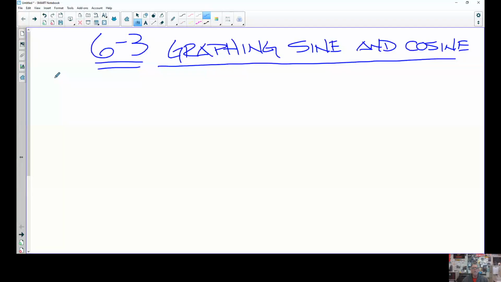All right, folks, we are going to be getting into section 6.3 today, which is graphing sine and cosine functions. And I'm not going to waste any time. Again, we're going to get right into looking at how we deal with this.